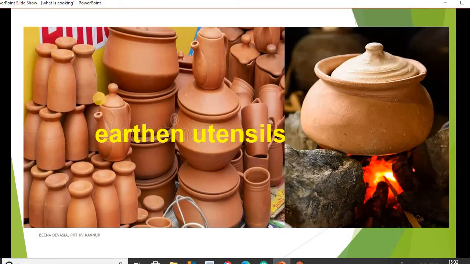Earthen utensils. In olden days, people used to use earthen utensils. As you can see here, a pot is kept on the fire to cook. This pot is made up of clay. So clay utensils are very healthy. The food prepared in the clay utensils tastes good, and it also preserves all the nutrients that are in the food. So it is advised that all of us must use earthen pots at home.